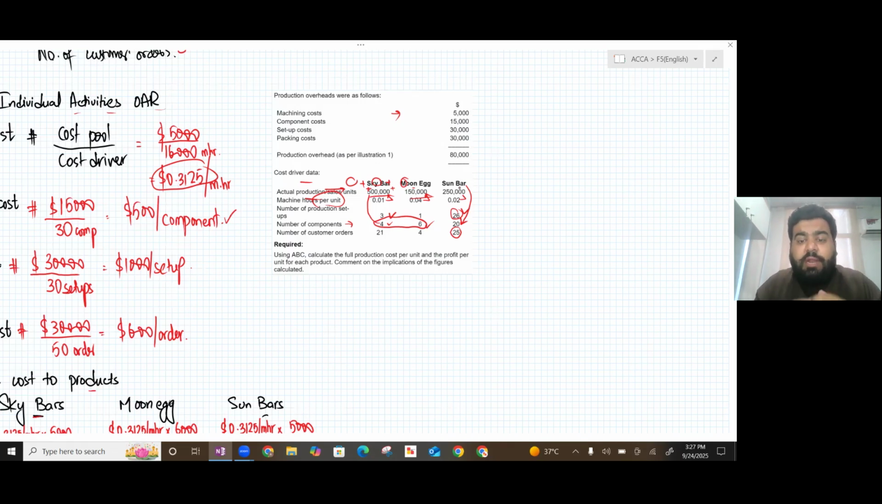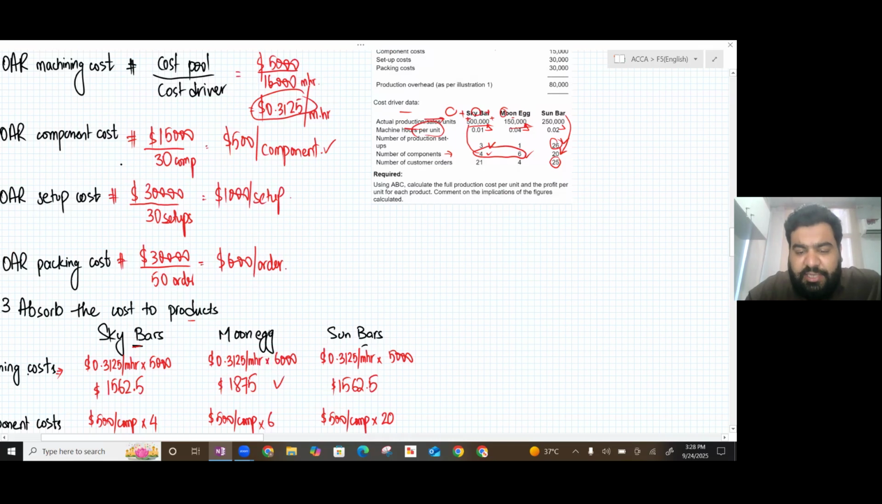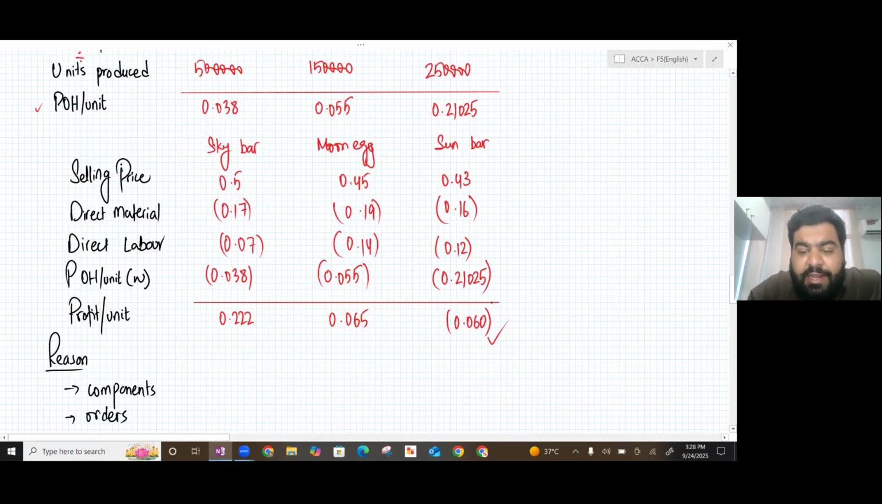Obviously, out of these three products, Sunbar is using more of the bases. So more overheads will fall towards Sunbar, because it is using more base, like production setups, more than Skybar and Mooneg. Twenty components, more than 4 and 6 of Skybar and Mooneg. So more overheads will be allocated to Sunbar. The weightage of the basis is more under Sunbar, so its cost gets higher, resulting in the loss.